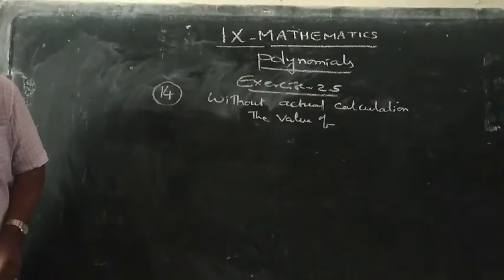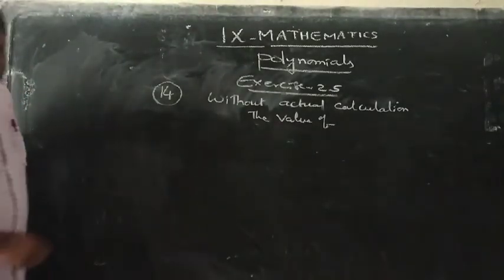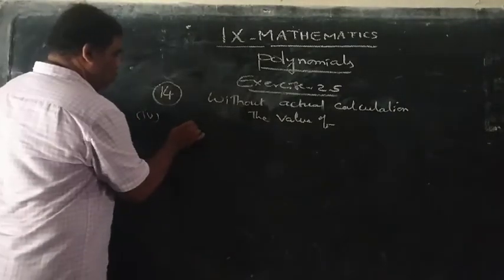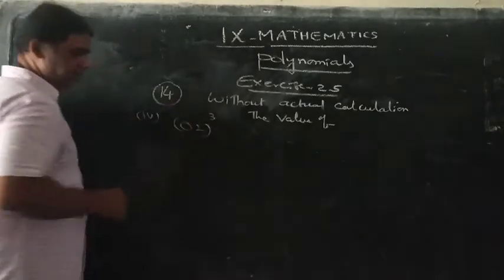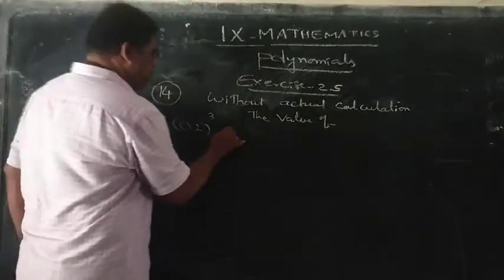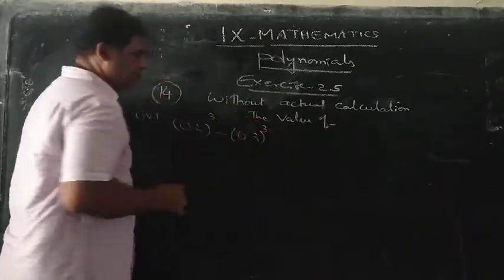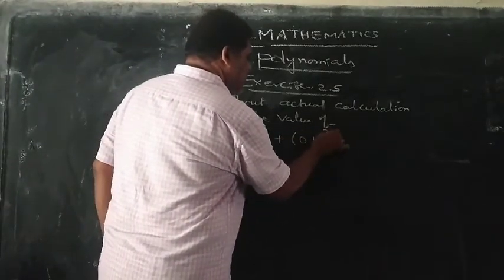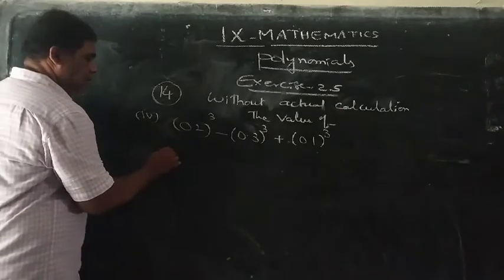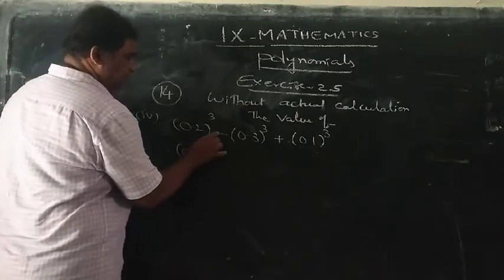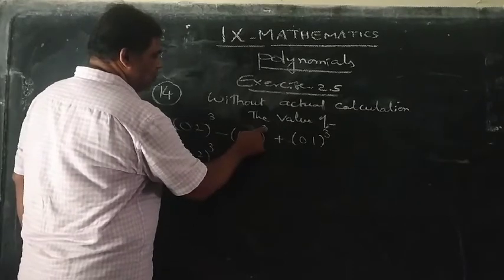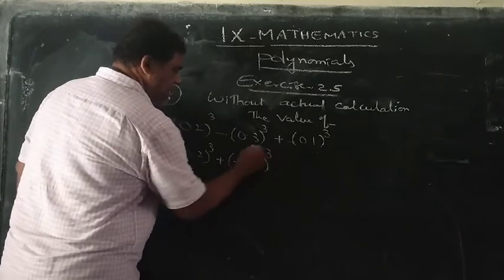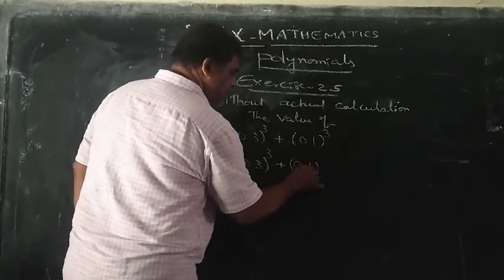Now let us do the last bit in this problem. Fourth bit. 0.2 whole cube minus 0.3 whole cube plus 0.1 whole cube. 0.2 whole cube, this minus sign you can write inside because minus whole cube is minus only. So this minus we can keep inside. It is minus 0.3 whole cube plus 0.1 whole cube.